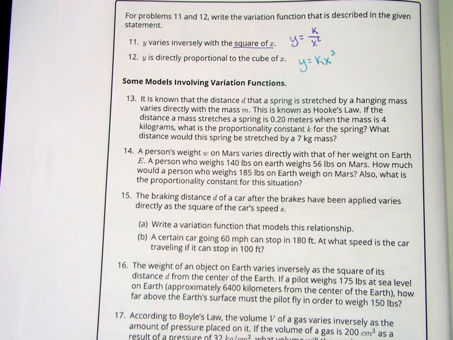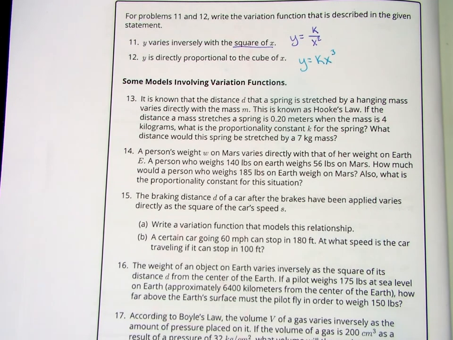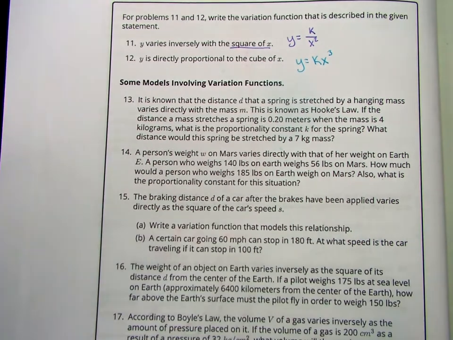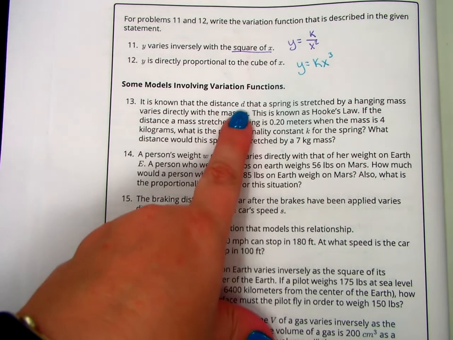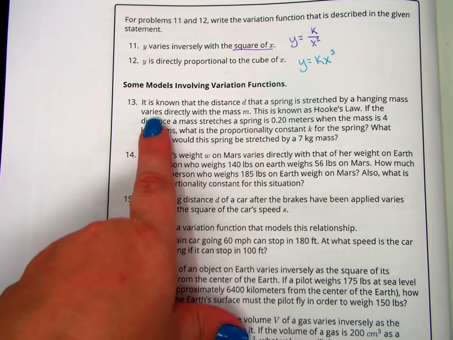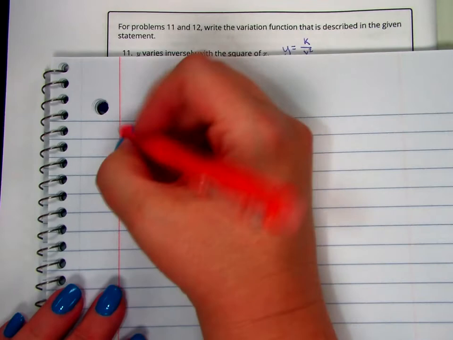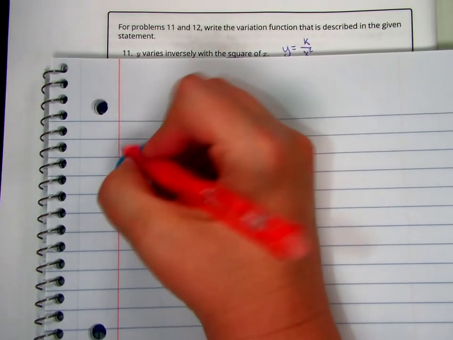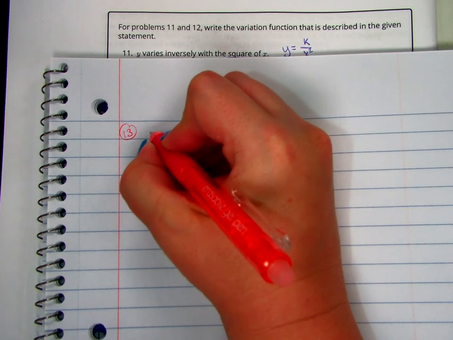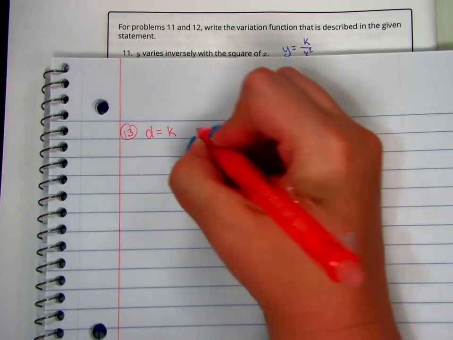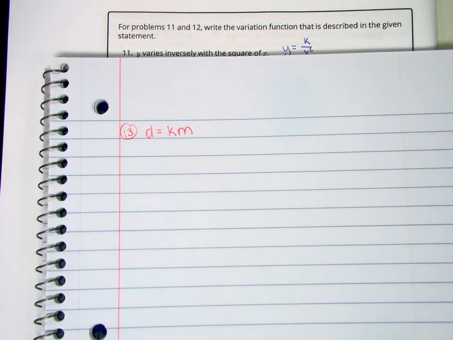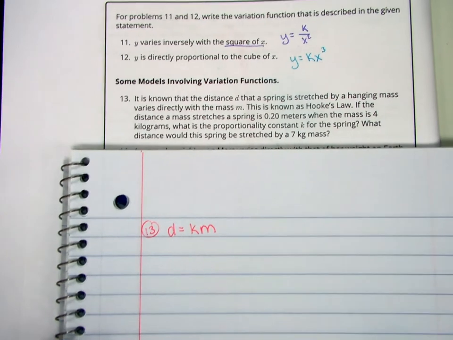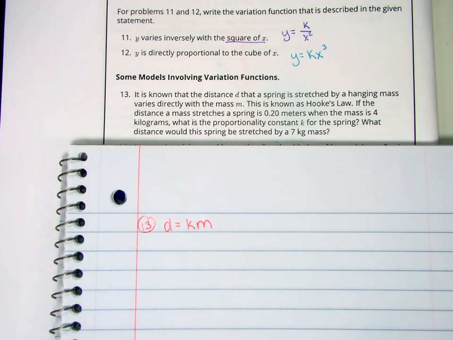So now, we may not get very many of these done, but we're going to do a couple of them. At least one or hopefully two. Some application problems. I'm going to get a new sheet of paper. It's known that the distance a spring is stretched by hanging a mass varies directly with the mass. So for number 13, the distance varies directly, so I'm going to multiply, with the mass. Does that make sense? Okay.